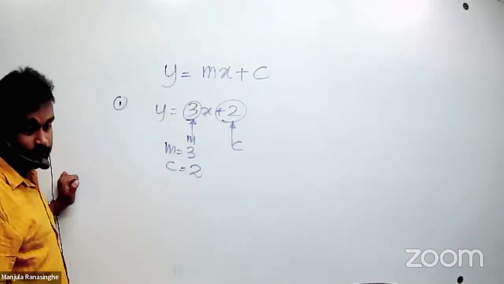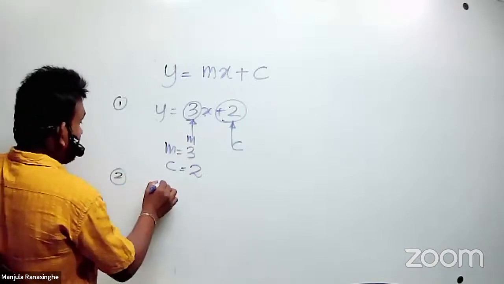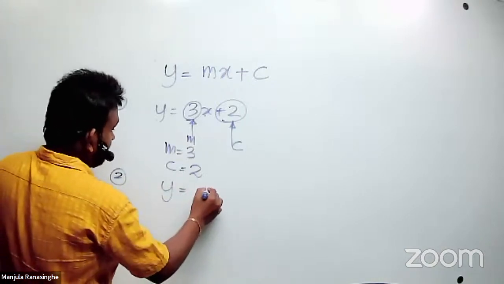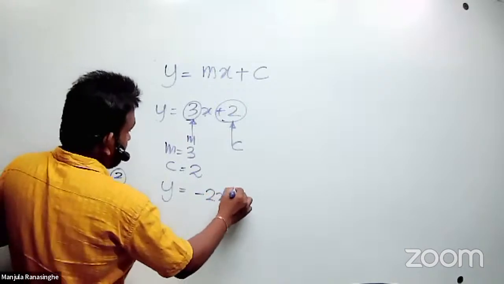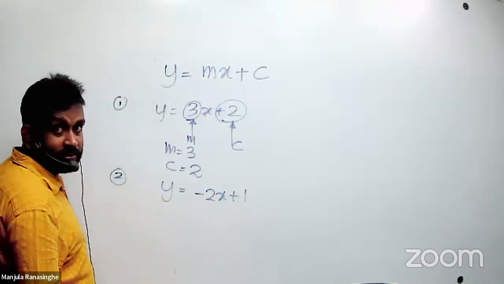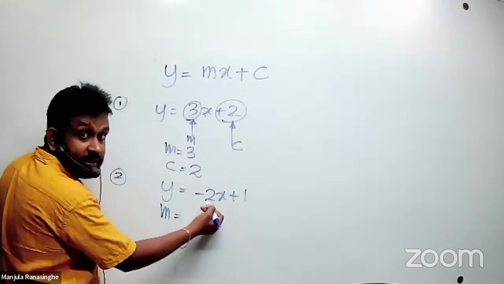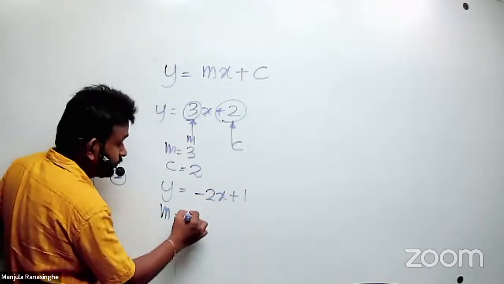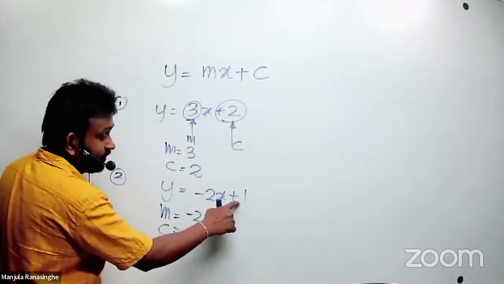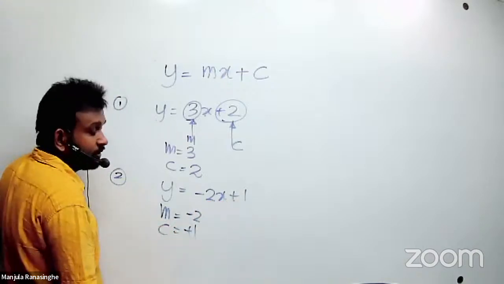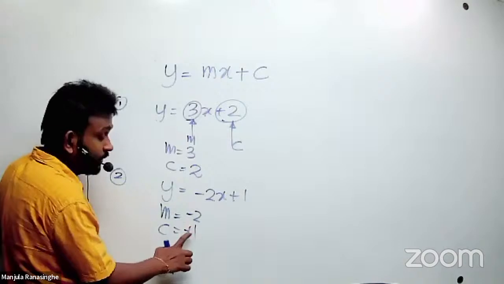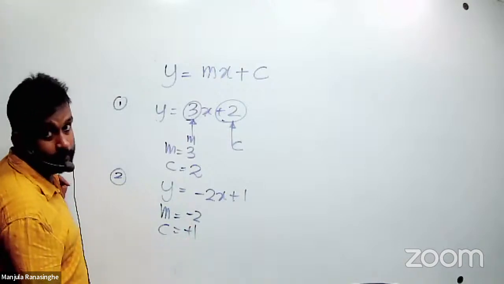Okay, fine. Next question, y equal negative 2x plus 1. How to identify the gradient and intercept? Gradient is the front value of x, that is negative 2, and the intercept is the value after, plus 1. So here it is negative 2 and positive 1. Got it?